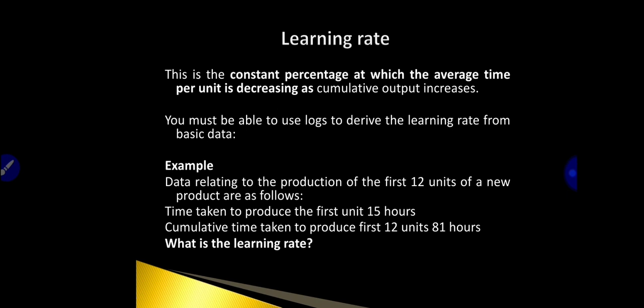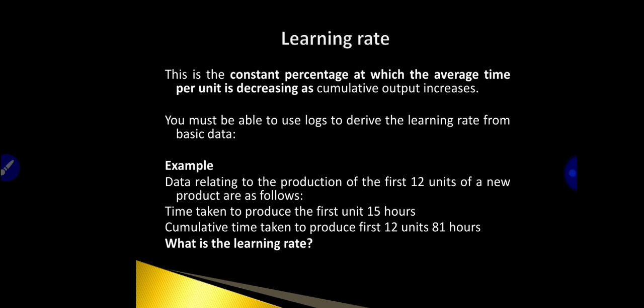What is a learning rate? Now a learning rate is a constant percentage at which the average time per unit is decreasing as the cumulative output increases. Remember, under the learning curve analysis, we look at the relationship between the cumulative quantities and the cumulative average time. So as we produce more units of a product, you expect the average time for the subsequent units, that is the average time per unit, to keep on reducing by a constant percentage. So that constant percentage is what we refer to as the learning rate.